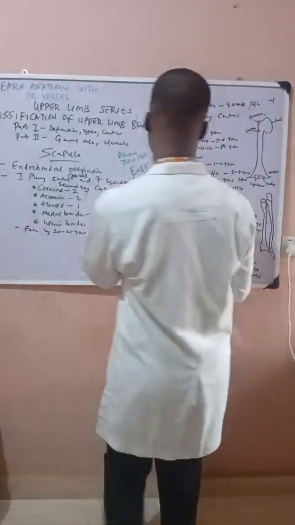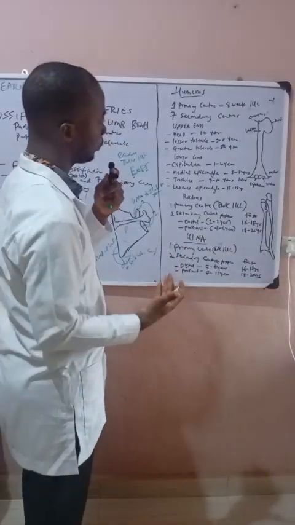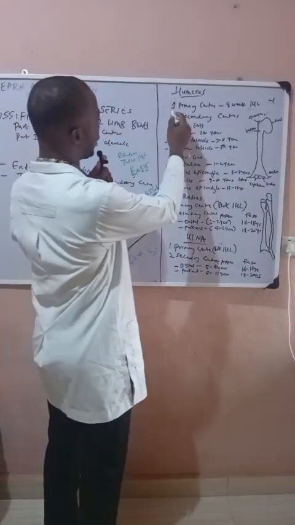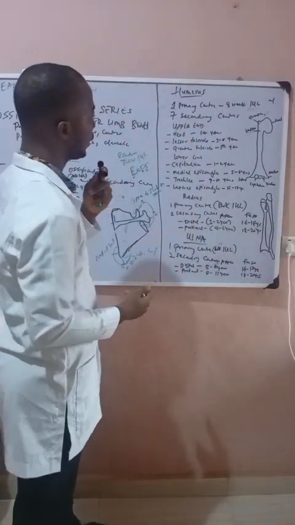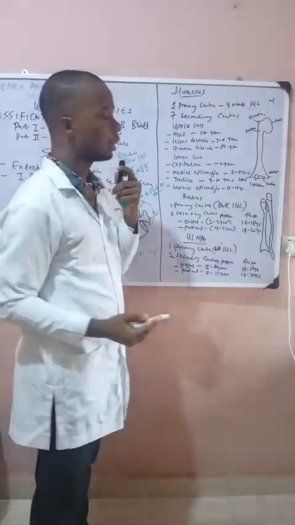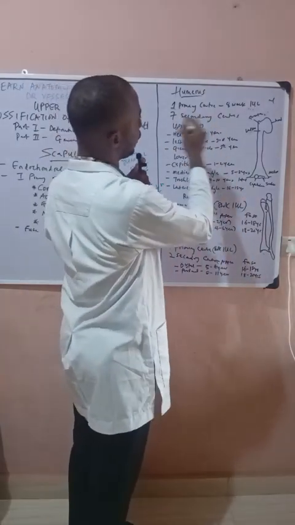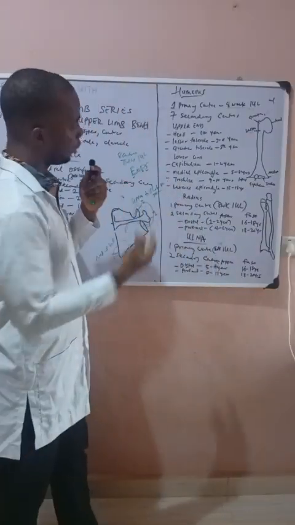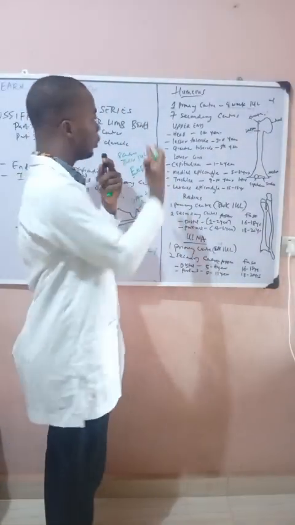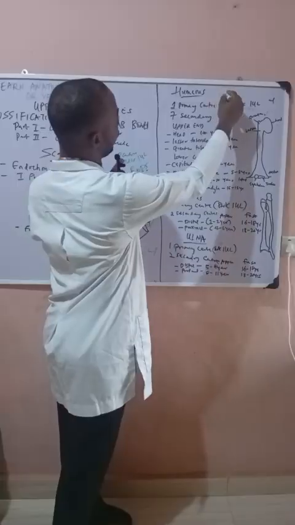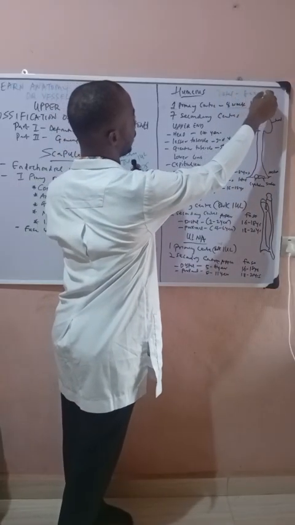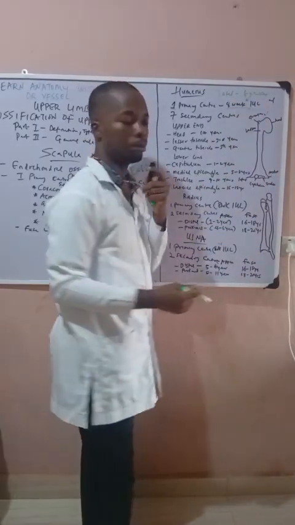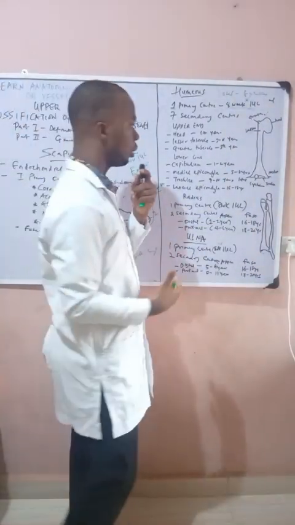Now the next bone we'll be looking at is the humerus. From what I've written here, the humerus has 1 primary center and 7 secondary centers. The primary center appears at 8 weeks of intrauterine life. You can still use that same trick I told you. The humerus has a total number of 8 centers, and this total of 8 centers can help you remember that the humerus primary center appears at 8 weeks of life.